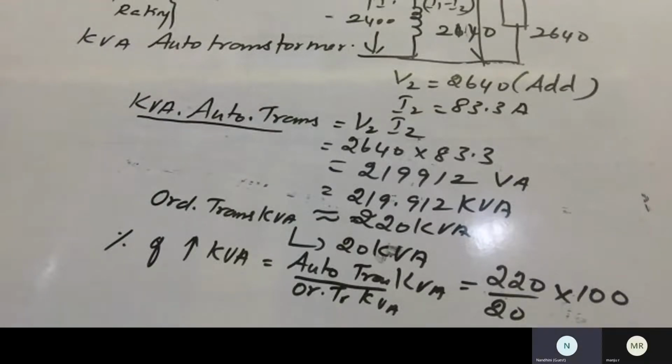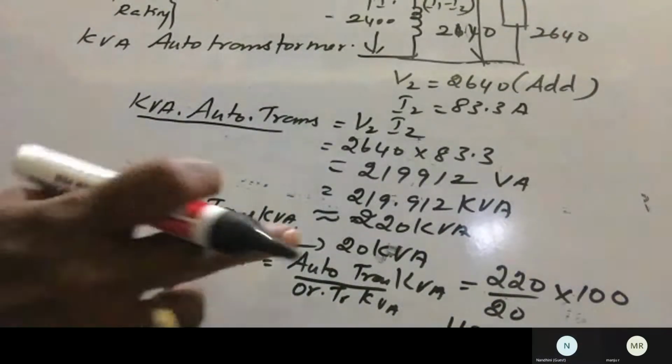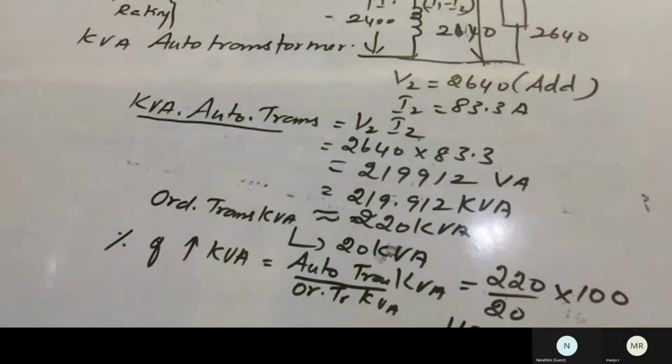11,000, isn't it? Yes, ma'am. 11,000 percentage, that will be increased. The kVA rating will be increased. That will be this much percentage that has been increased. Okay, so now the next one that has been asked is I1.